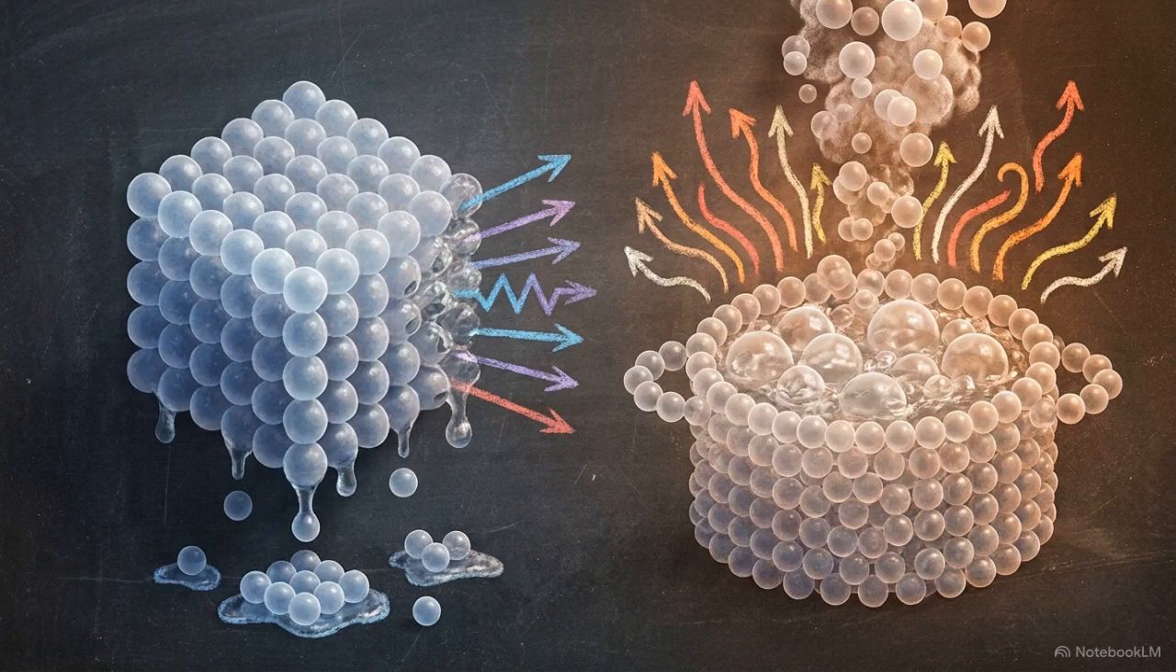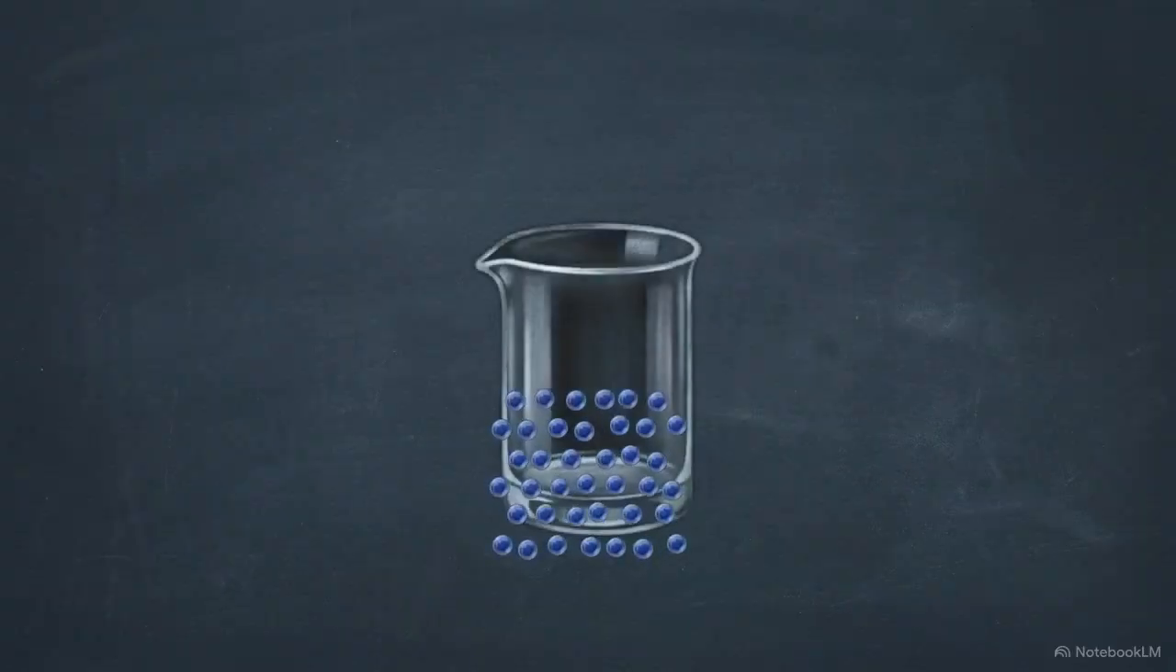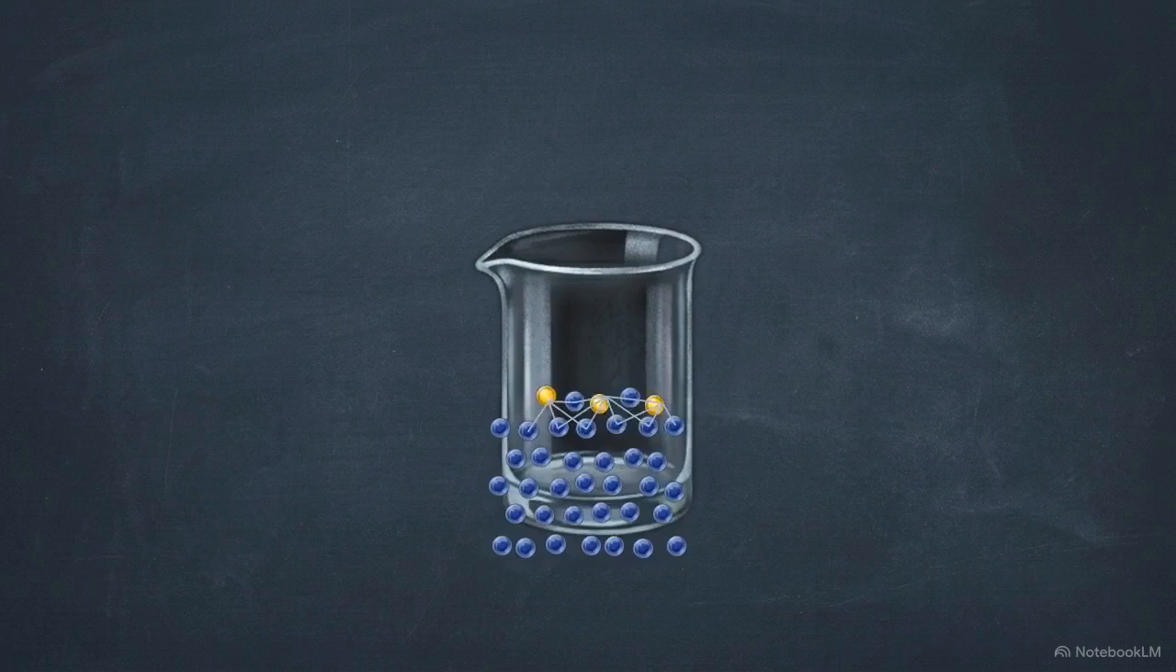You don't always need a rolling boil to break those bonds. Even below the boiling point, a few particles at the surface of a liquid gather enough kinetic energy to snap their connections and escape as a gas. This is evaporation. That escape requires fuel. To pull away from the liquid, those surface particles must absorb latent heat directly from their immediate surroundings.